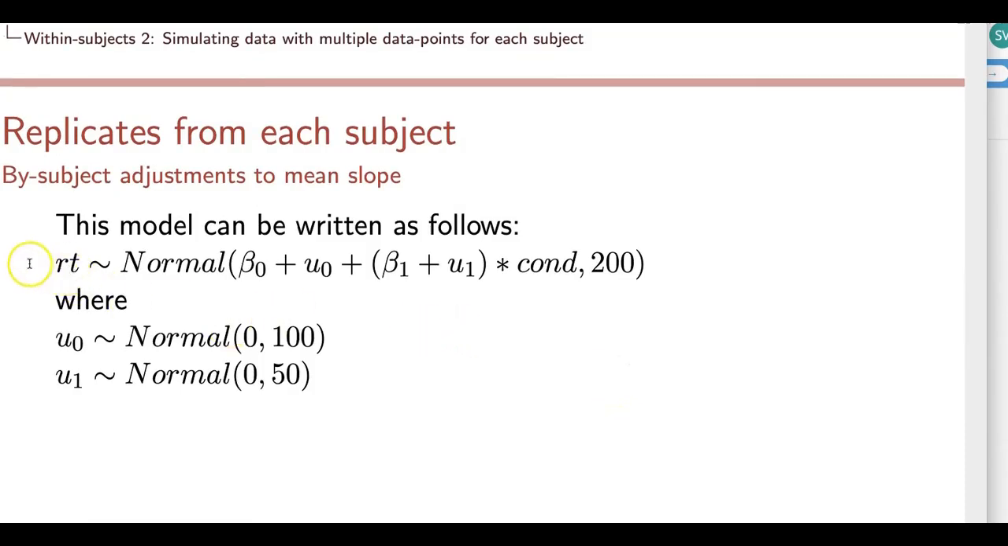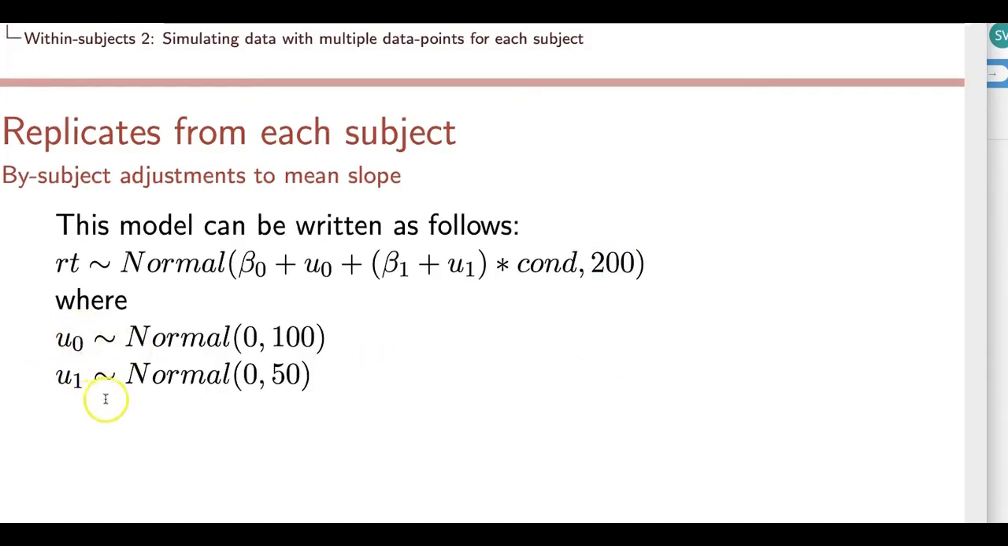We can say that our reading time is generated from a normal distribution with some intercept, fixed effect intercept, some intercept adjustment by subjects, and some fixed effect slope beta1 with some adjustment u1, right, to the slope. This whole term has to be multiplied with the condition coding to get the +1 -1 coding to ensure that you get the correct simulated data for each condition. And this is the residual standard deviation, right? This is one way to write the model, okay?